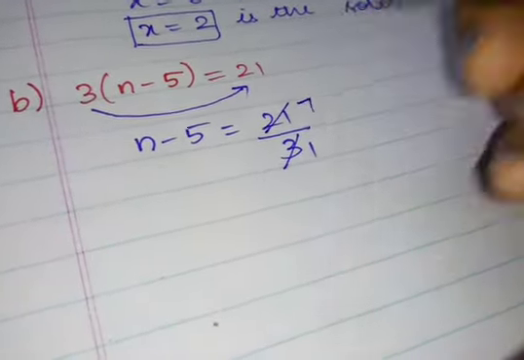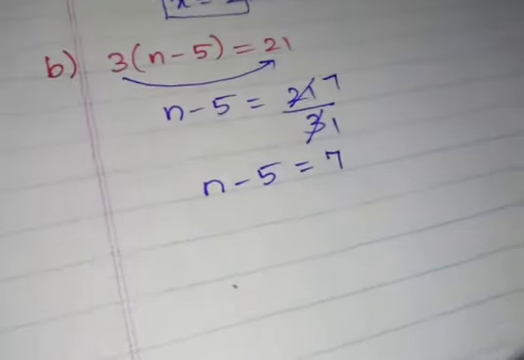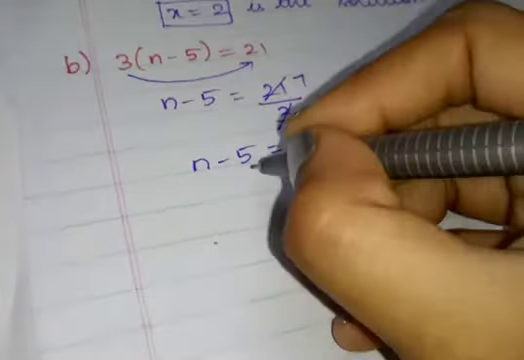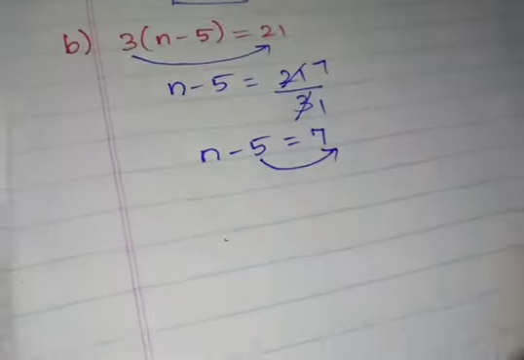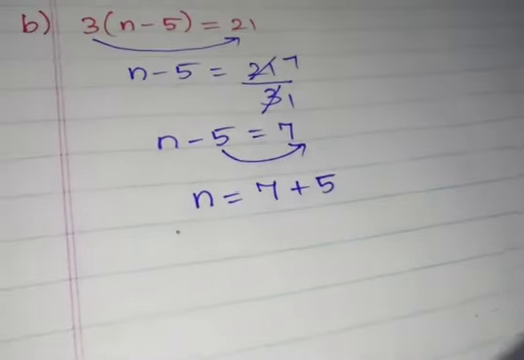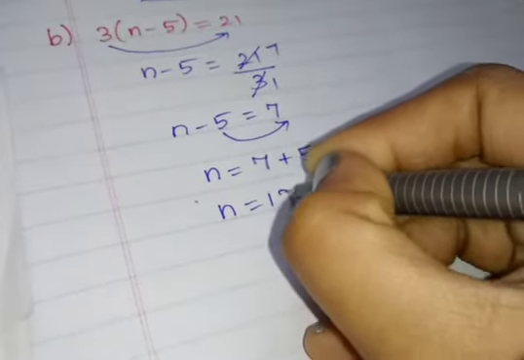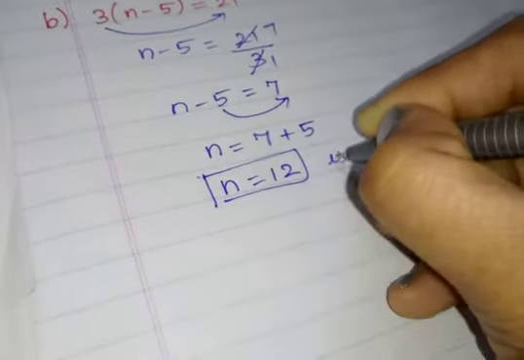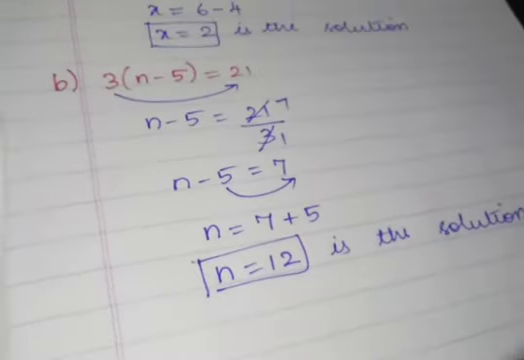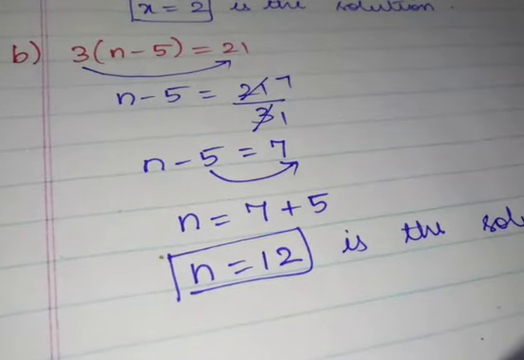3 1s are 3, 3 7s are 21. n minus 5 is equal to now 7. Okay, n minus 5 equal to 7. Now I am bringing this minus 5 to the other side. So n is equal to 7 plus 5. Minus 5 goes that side, it becomes plus 5. n is equal to 7 plus 5, 12. n is equal to 12 is the solution of the given equation. Okay, did you understand how to find the solution of the given equation? And it is very easy.